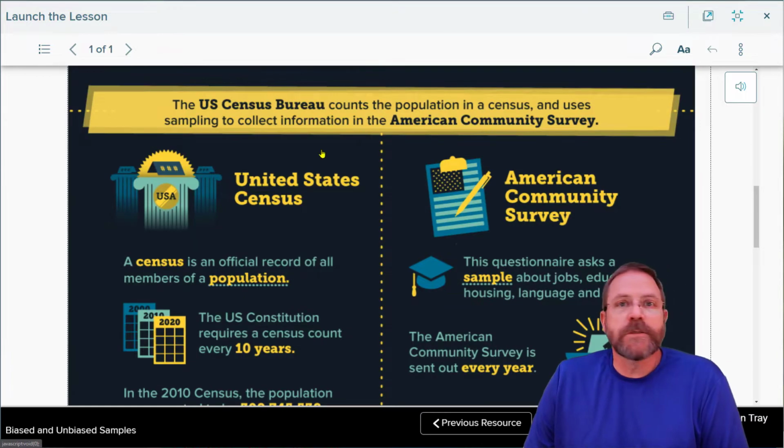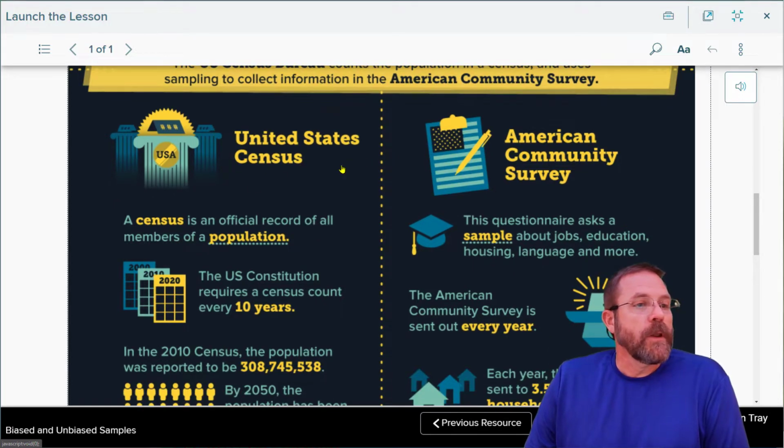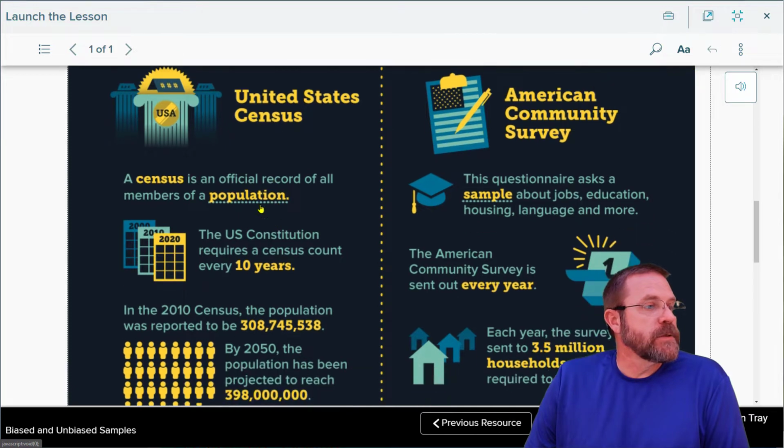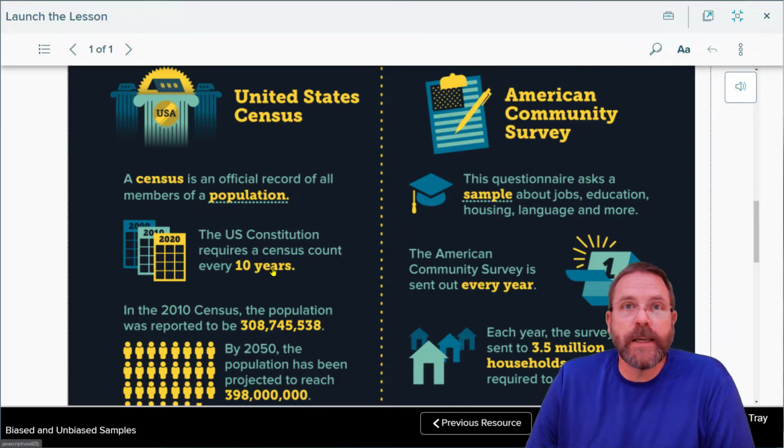The U.S. Census Bureau counts a population in a census and uses sampling to collect information about the American Community Survey. So here we are on the United States Census. You can see the census is an official record of all the members of the population. The U.S. Constitution requires a census every 10 years, and they have to count every single body.